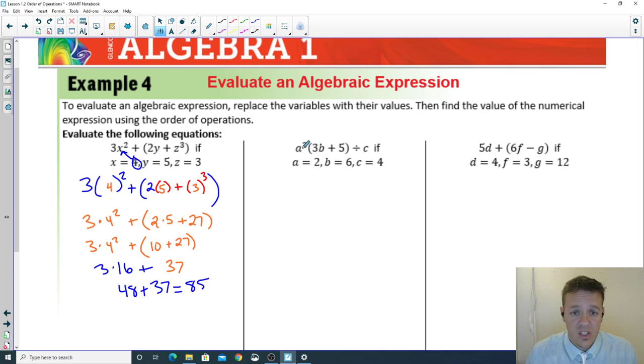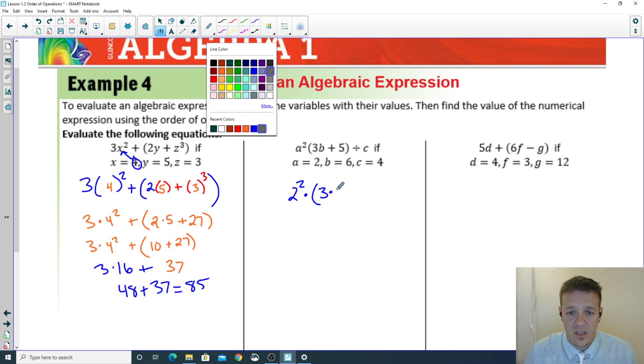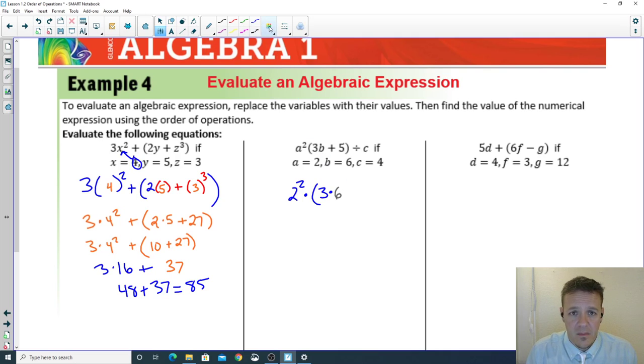Okay, next one. So we've got a squared. A equals 2. So this is going to be 2 squared, right? And then it's times 3. And instead of b, it's going to be a 6, right? So you put in a 6 right here. All right? And then the next step is going to be plus 5 divided by c. We don't know what c is. Oh, yes, we do. It's 4, right? So here's our equation. Now you simply solve it.